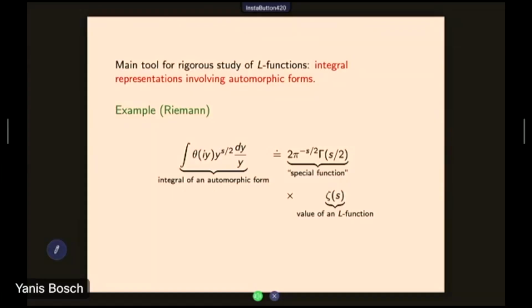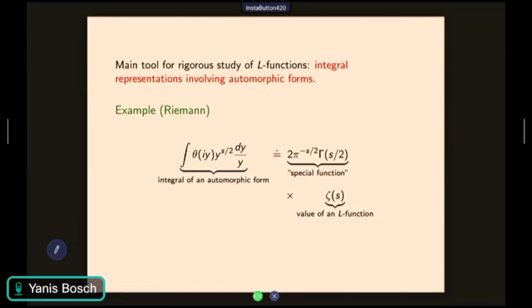And so many of us, if we've either taken or taught a course on complex analysis where we prove the basic properties of the Riemann zeta function, we've probably seen the proof where you take the theta function and you take its Mellin transform and use that to represent the zeta function. I guess what you actually get is the multiple of the zeta function by the gamma function. And this is a simple case of the kind of general paradigm that the main tool for actually proving anything about L functions is the theory of integral representations using automorphic forms.